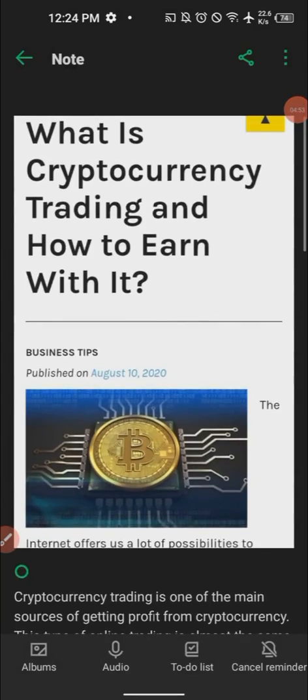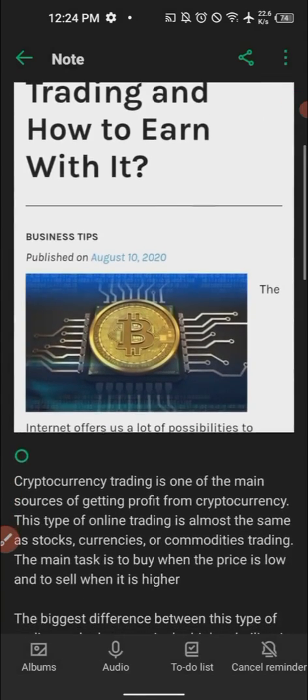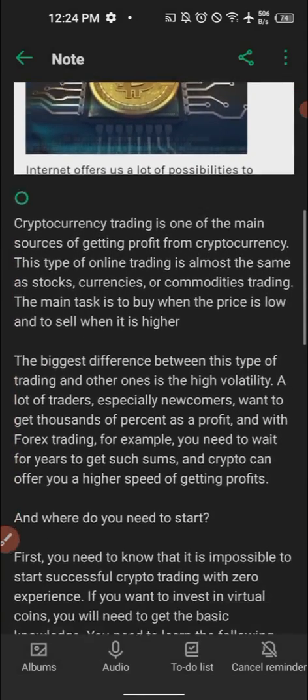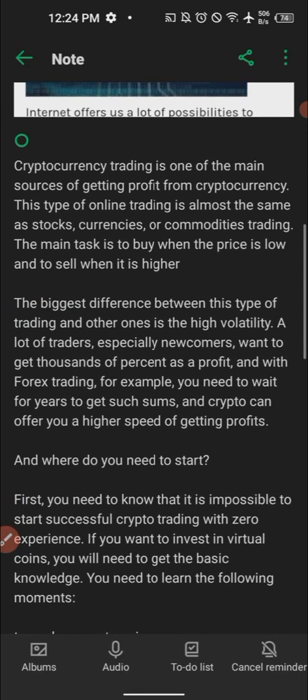So we are back. Now, what is crypto trading and how do we end with it? First of all, crypto trading is one of the main sources of getting profit from cryptocurrency. Now, permit me to say this here. When you want to make money from crypto, there are two ways you can make money actually. It is either you're an investor or you're a trader or you're both. Yeah, it can be both.